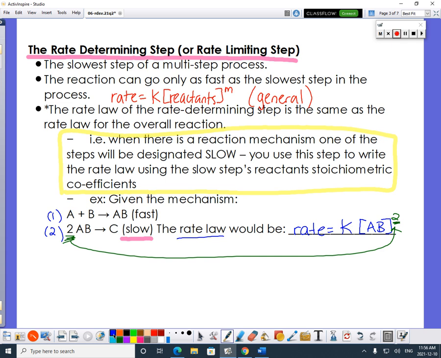So this is one type of question you can do, but it's very straightforward. As long as you remember to use the slow step, then the coefficients become the exponents, and that makes your life much easier than doing that chart way. Are you going to have to do both? Yes, but we like this.